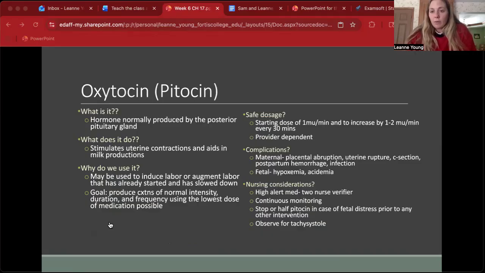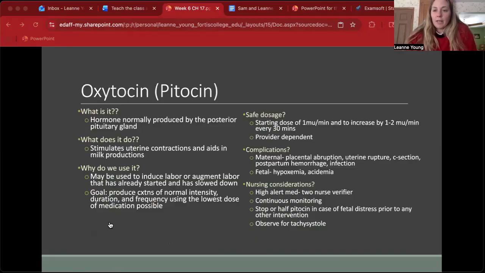What is our safe dose of oxytocin in labor? The starting dose is 1 milliunit per minute, and increase by 1 to 2 milliunits per minute every 30 minutes. But this is different for every provider. Some providers may say, okay, start your pit at 2, increase it by 2 every 30 minutes. Others might say start it at 1, increase it by 1 every 15. It really is provider indicated.